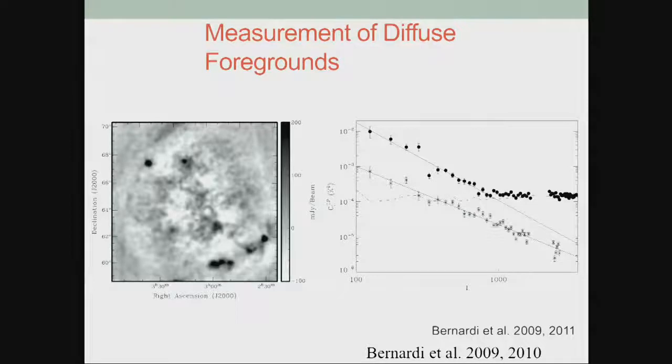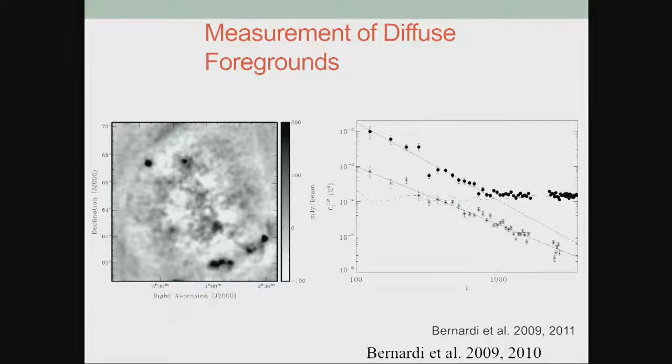This is not L(L+1)/2π. It's just the C_L itself. And you can see that this is the power spectrum of the foreground as a function of L. This is the power spectrum of the synchrotron, basically. And then you hit a floor, which is the noise floor.